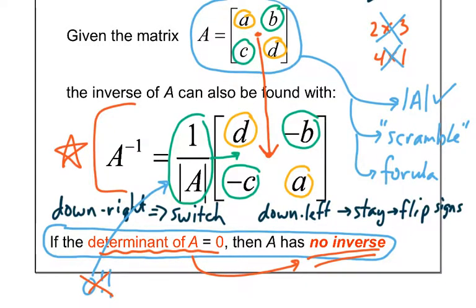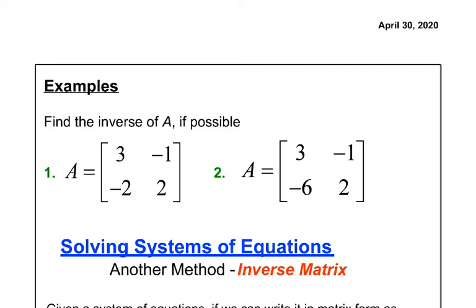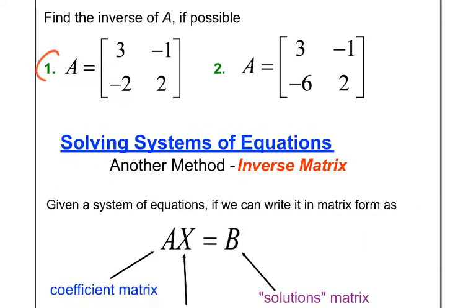All right, let's put some numbers into it so it'll make a lot more sense. Here we go, friends. For number 1, for matrix A, can we find the inverse of A, if possible? Again, because maybe the determinant is equal to 0. All right, so three things we're going to do. First of all, can we find the determinant of A? All right, we do down right minus down left. That would be 6 minus a positive 2, which is equal to 4. So my determinant is 4.